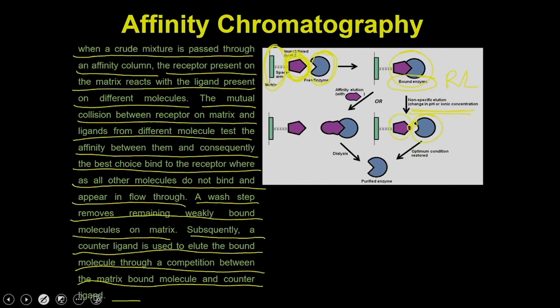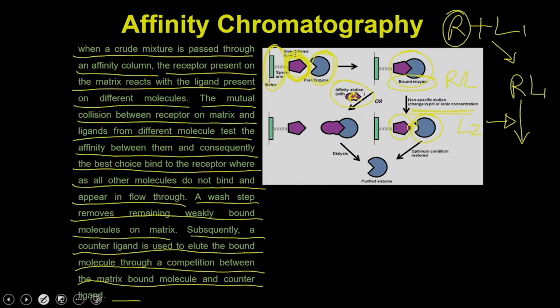The alternative is that you can utilize affinity elution with the help of a competitive receptor. For example, in this case we have put in a competitive ligand, and this is going to compete with the enzyme. You can imagine that the receptor is making a complex with the ligand to give you the receptor-ligand complex. Now, you add L2, which also has an affinity for the receptor, and L2 is probably as good as L1.